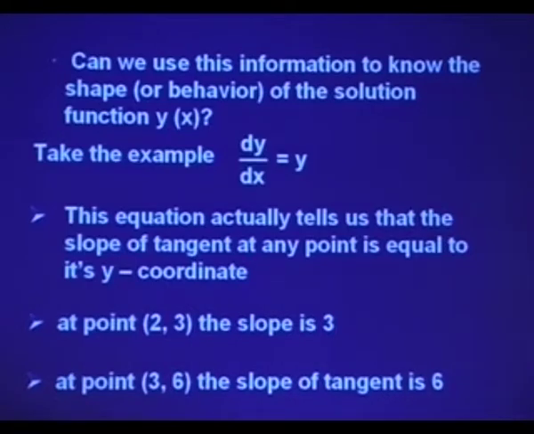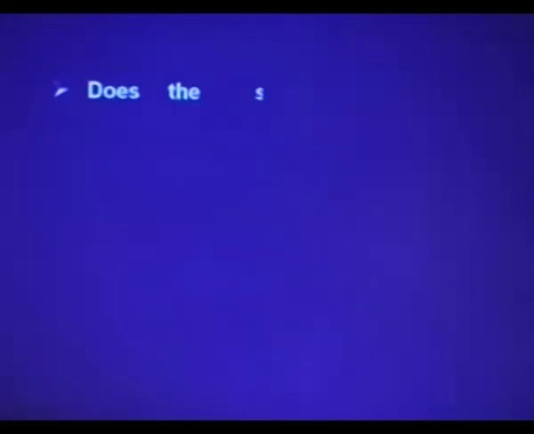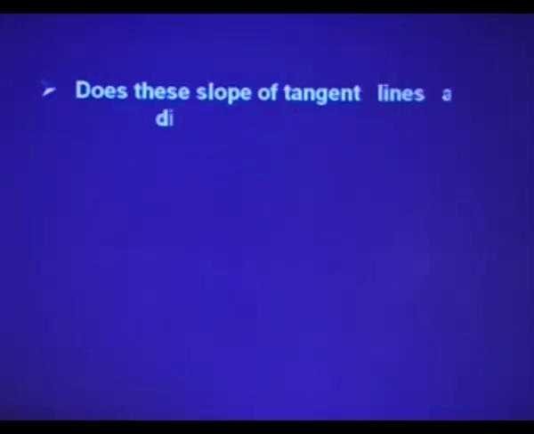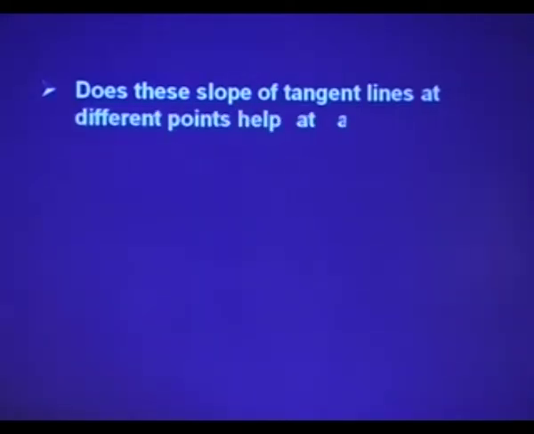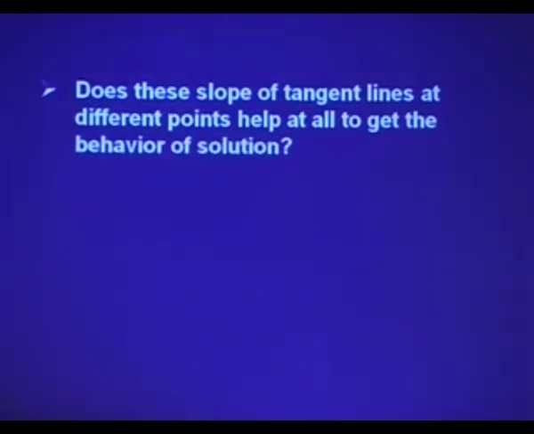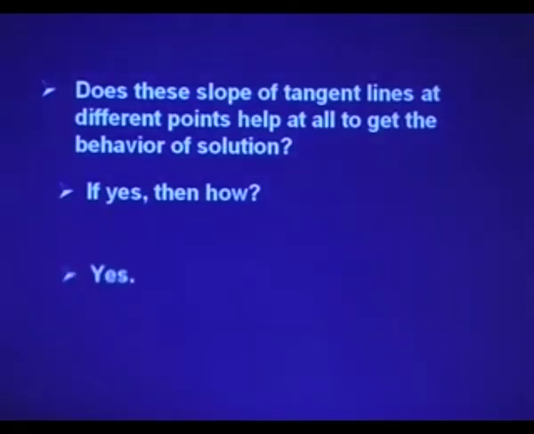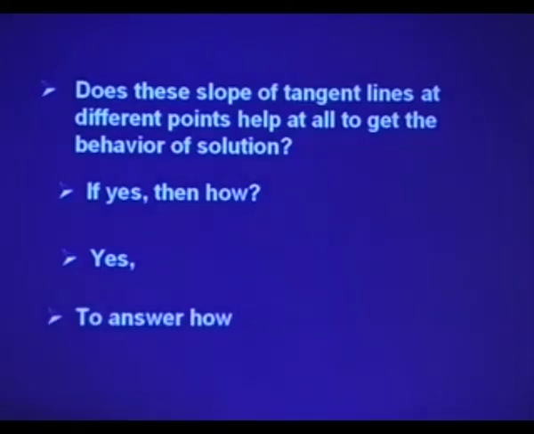Now, if I know this slope at different points, how is this going to help us get any idea about the solution? So the question is, does the slope of the tangent line at different points help at all to get the behavior of the solution? And if yes, then how? The answer here is, of course, yes, they tell us about the solution. To answer how, let us see something more.